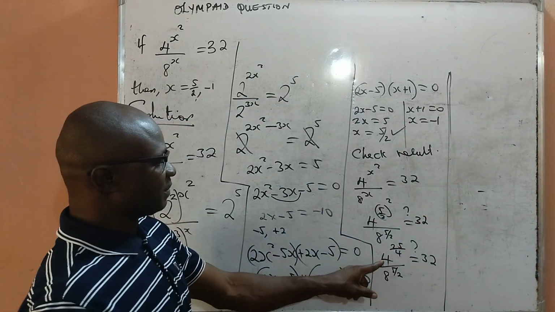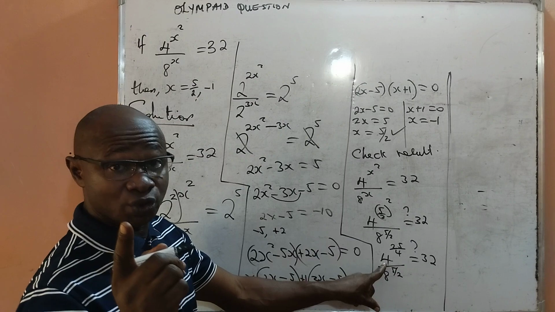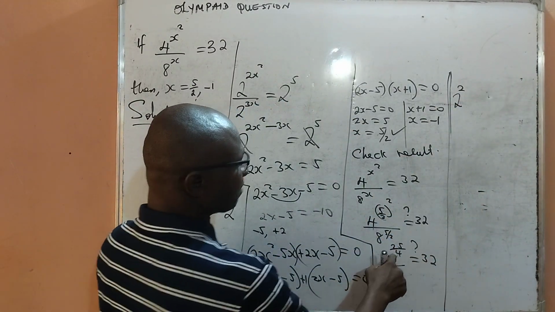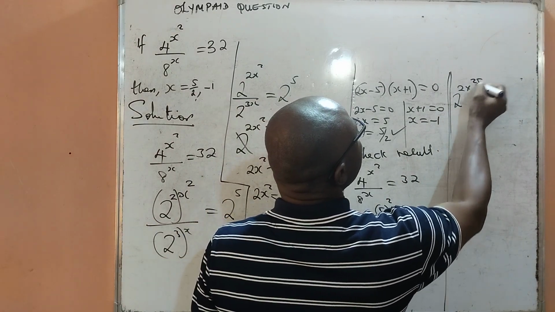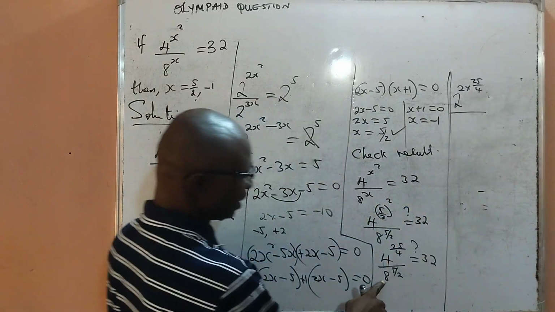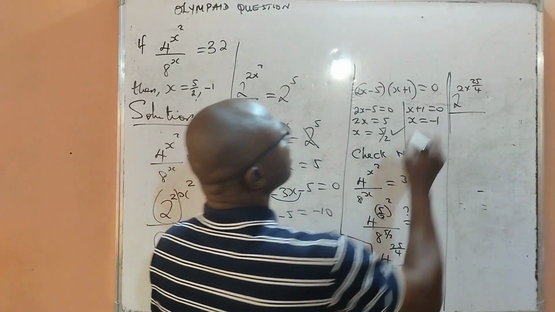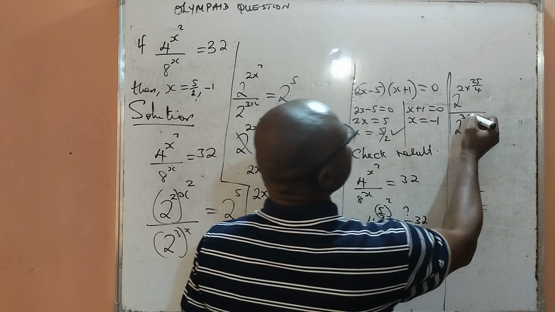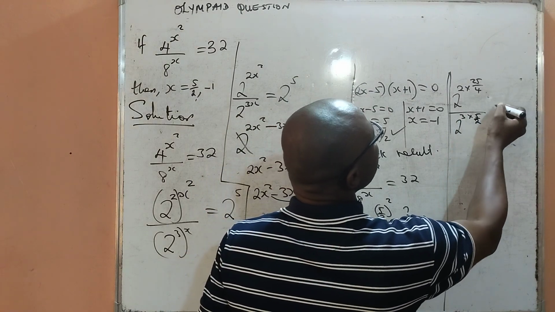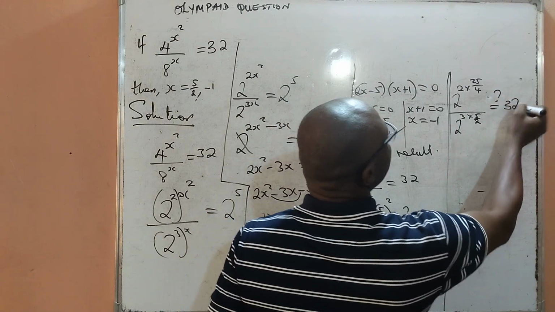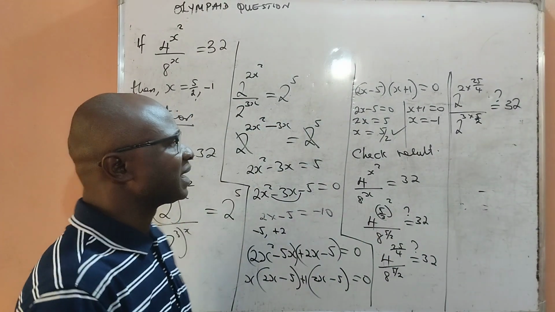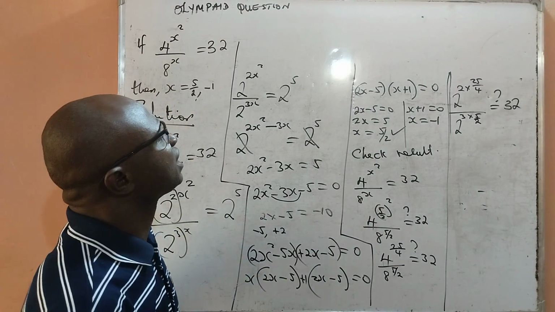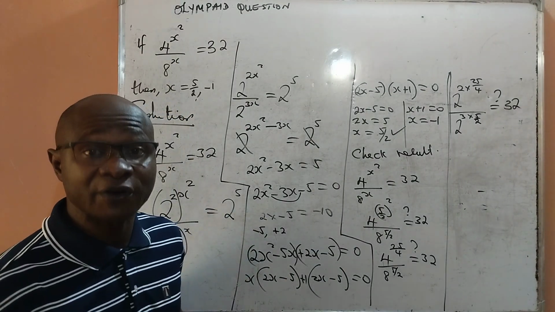Moving forward, remember that 4 is the same thing as 2 raised to power 2. That means 2 raised to power 2 for 4, then multiplying 25 over 4. And at the denominator, 8 is the same thing as 2 raised to power 3, meaning I will have 2 raised to power 3 for 8, multiplied by 5 over 2. Will the whole of this be equal to 32? We want to see, can the right hand side be equal to the left hand side, having substituted the value of x as 5 over 2.